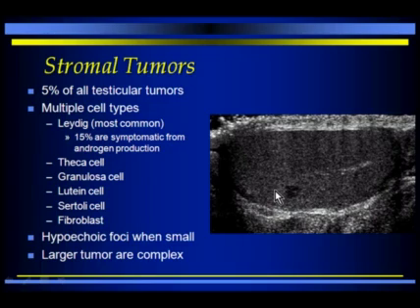There are multiple cell types of stromal tumors, the Leydig cell being one of the most common. Of the Leydig cell tumors, 15% are symptomatic because of androgen production. The other stromal tumors include the theca cell, the granulosa cell, the lutein cell, the Sertoli, and the fibroblast.